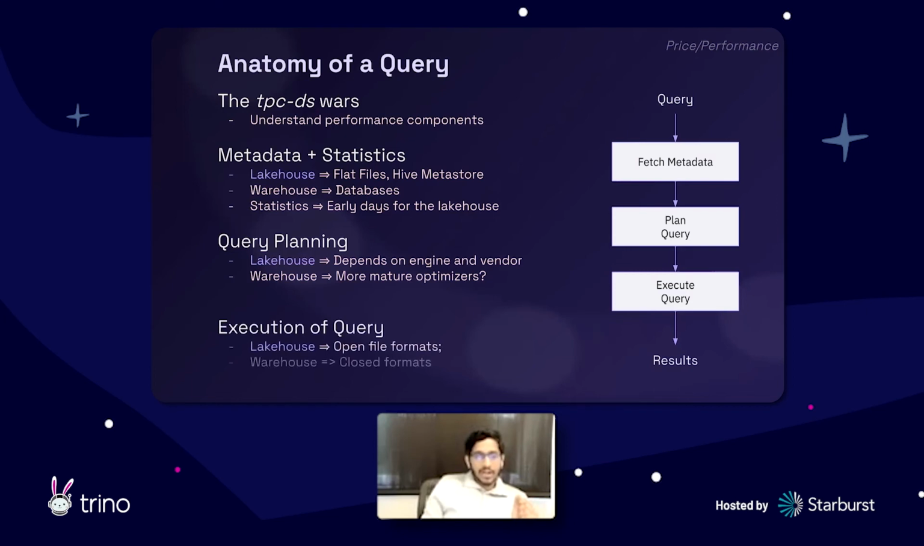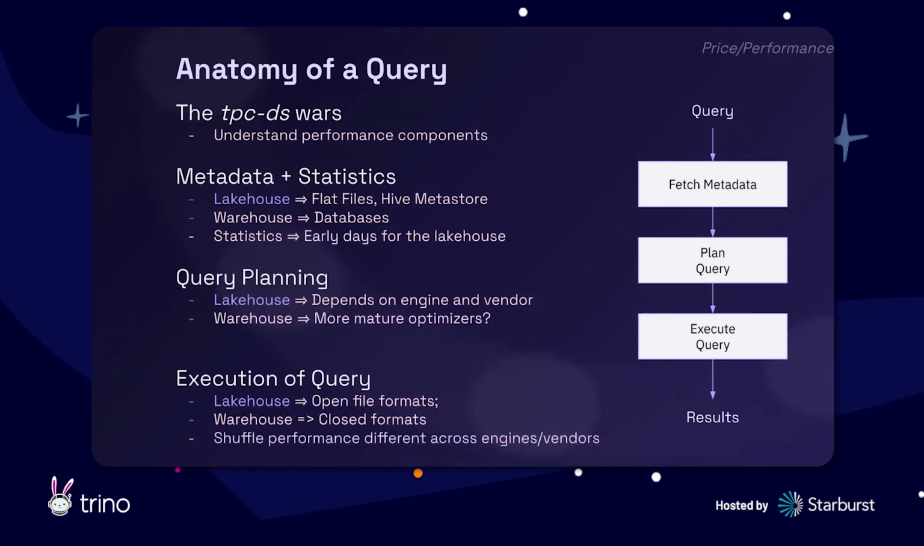And finally, the execution of the query, right? Which is where reading of the file format, how well it's written, all of this comes in. Lakehouses mostly work on open file formats like Parquet or ORC. Warehouses have their internal formats, but I don't think the difference really is in the file format. It's more in the query planning and the statistics layer where you see the query differences between them, right?